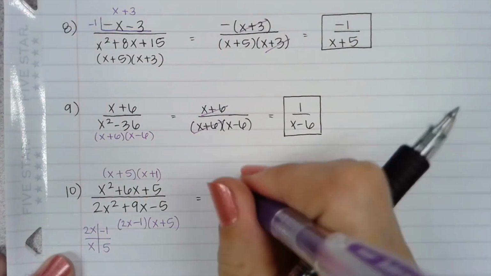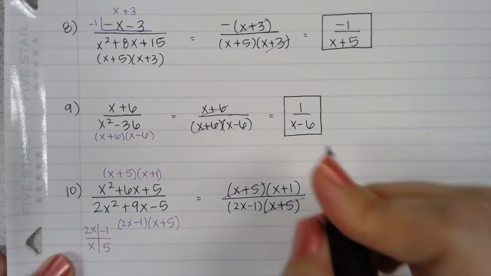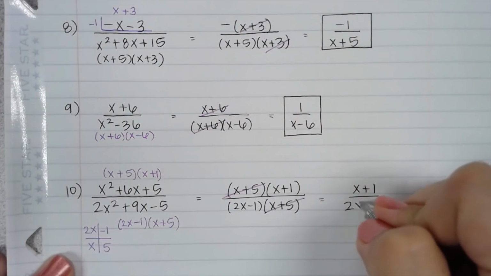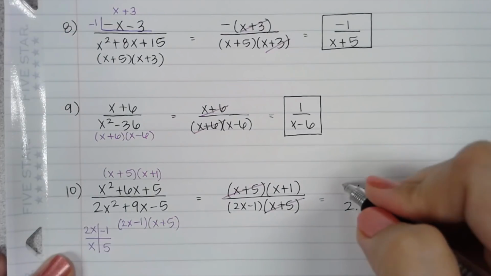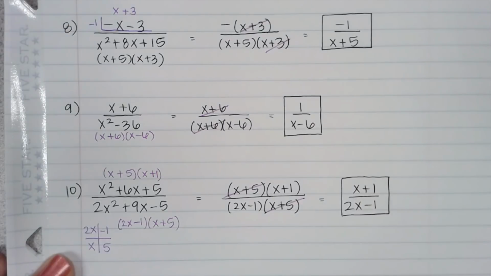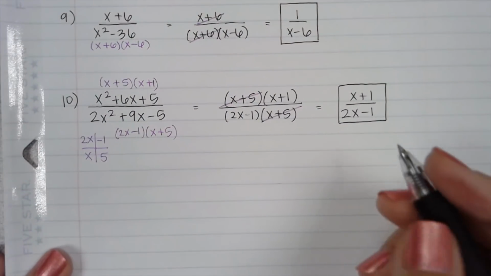And then you cross out the ones that match. So the x plus 5s cross out. So your simplified answer for this one is going to be x plus 1 in the top, and then 2x minus 1 in the bottom. And then that does not simplify any further. So that's the furthest you can go with the answer to that question.